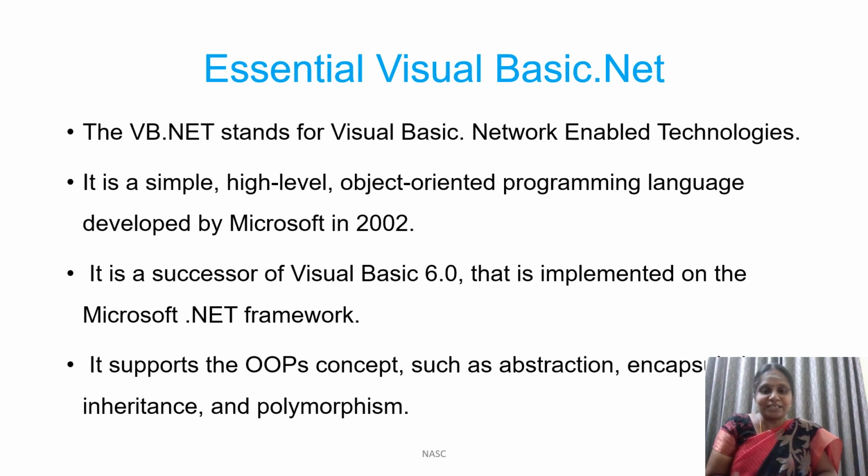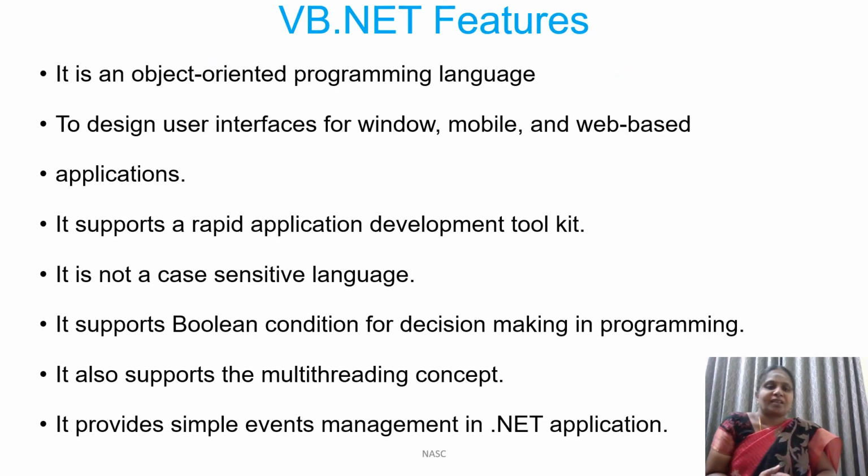Visual Basic.NET stands for Visual Basic Network Enabled Technologies. It is a simple, high-level, object-oriented programming language developed by Microsoft in 2002. It is a successor of Visual Basic 6.0 that's implemented on the Microsoft .NET framework. It's an object-oriented programming language, and it supports designing Windows, mobile, and web-based applications. It supports a rapid application development toolkit.